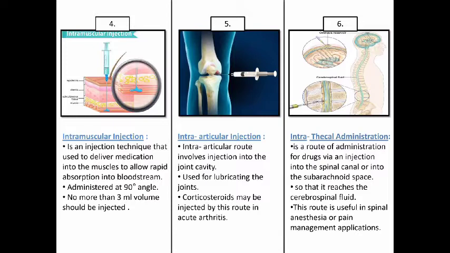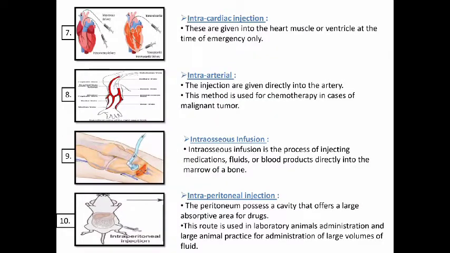The route is useful in spinal anesthesia or pain management application. Seventh, intracardiac injection. These are given into the heart muscle or ventricles at the time of emergency only. Next, intraarterial. The injections are given directly into the artery. This method is used for chemotherapy in case of malignant tumor.